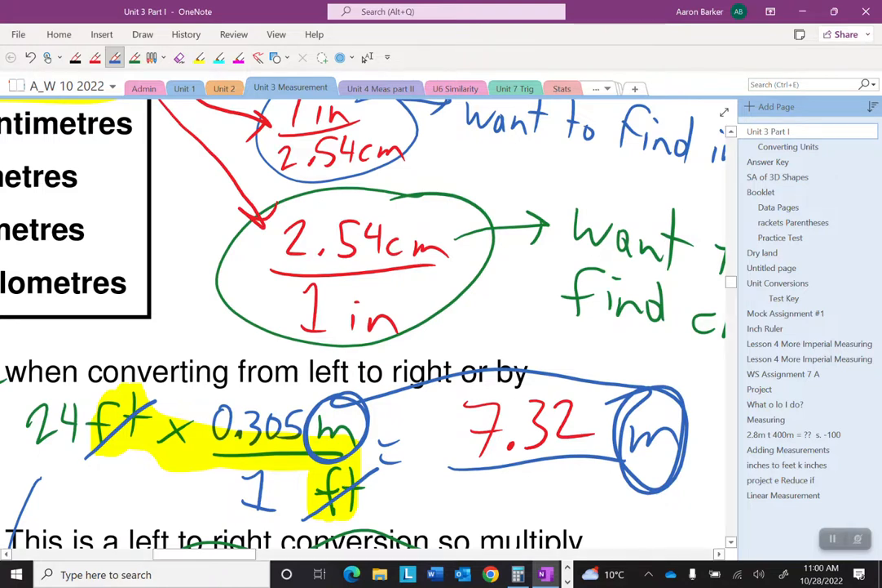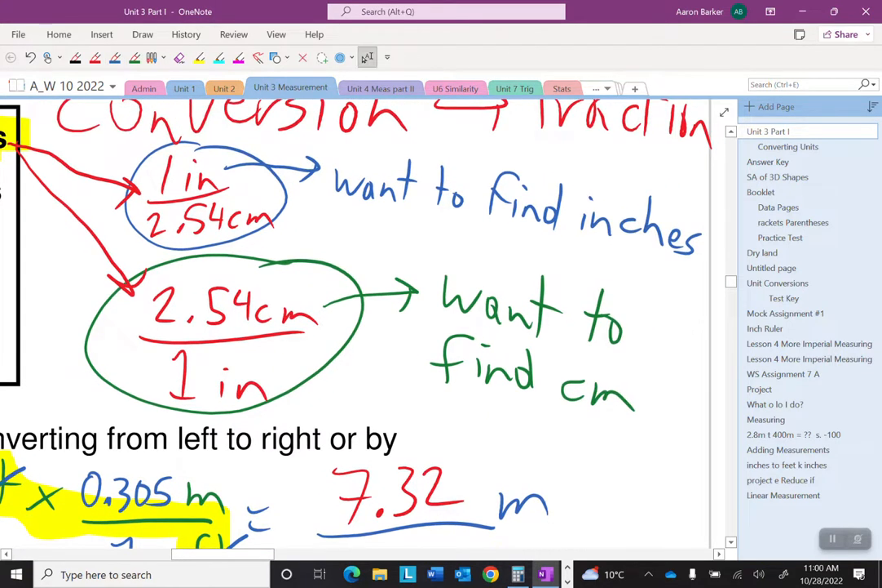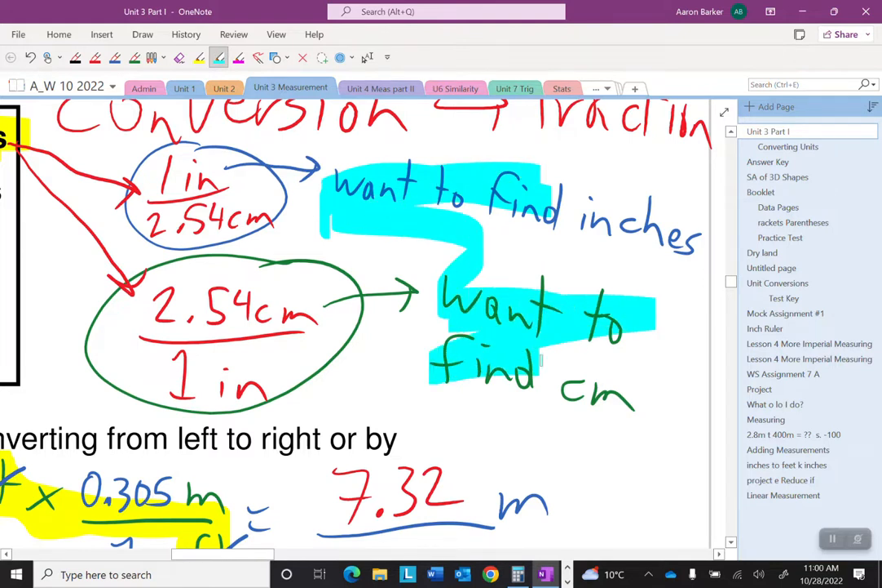Okay, so you've got to use self-talk. Ask yourself this question: what do I want to find? What do I want to find? That's going to help you set up your fraction for your conversion.